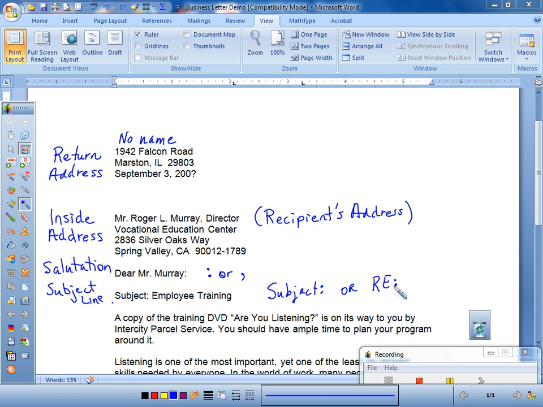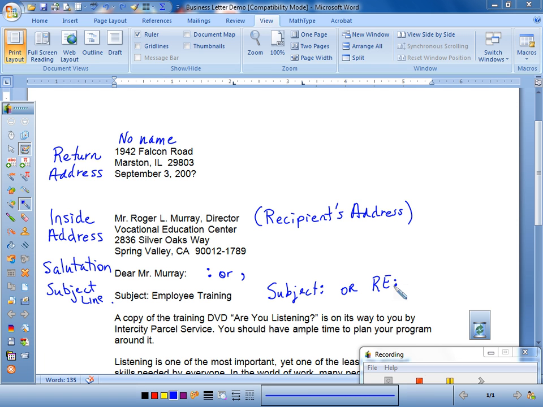Blank lines between different things, but all the addresses together. Addresses are always single-spaced. Notice your paragraphs are single-spaced. How many blank lines are left in these gaps? One, one, one. That's 3, yeah.